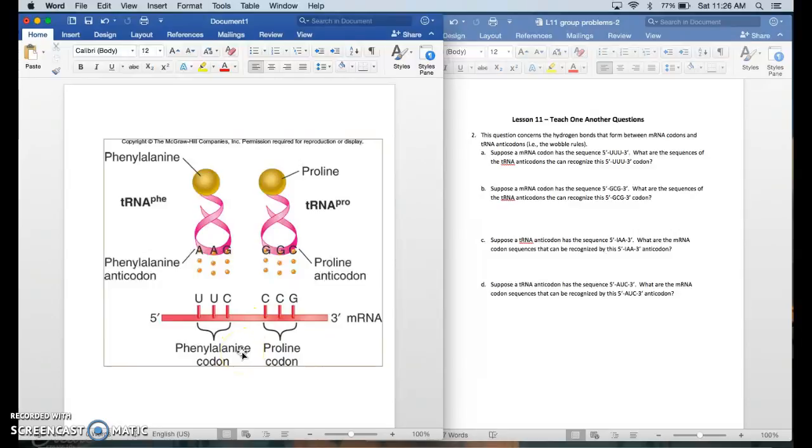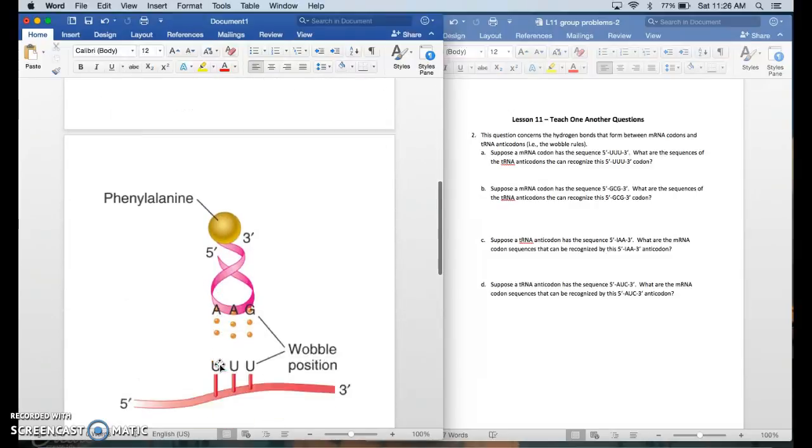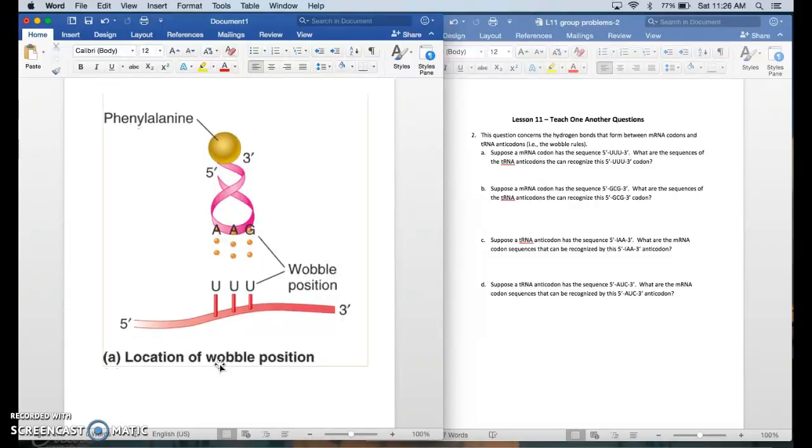And so you would typically just assume that if it's UUU, then it would match AAA. That's what we were used to, but the wobble rule tells us that something else can happen. It's something the cell does to save energy, so that we don't have to create a bunch of tRNAs, and we can just use the same one.